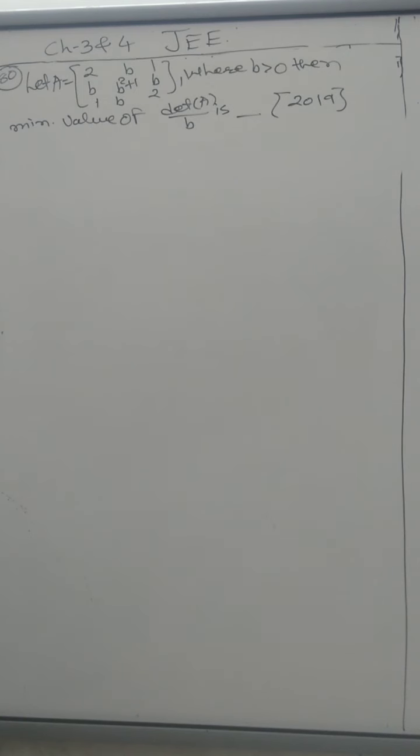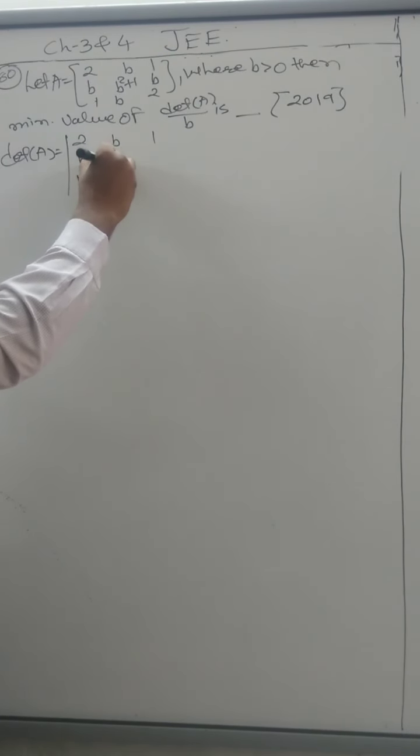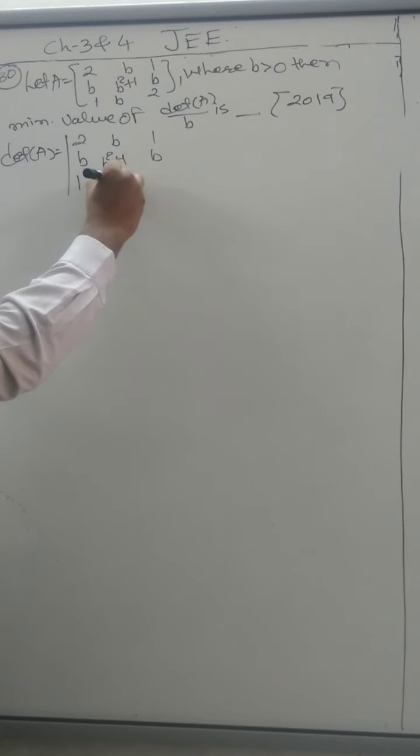Next, 80. Let A be the matrix [2b, 1, b; b²+1, b, 1; b, 2, b], where b is greater than 0. Then the minimum value of determinant of A upon b is dash. So here, first we find the determinant of A.